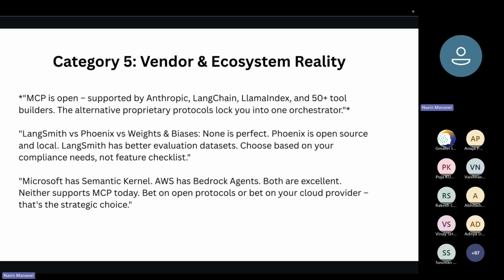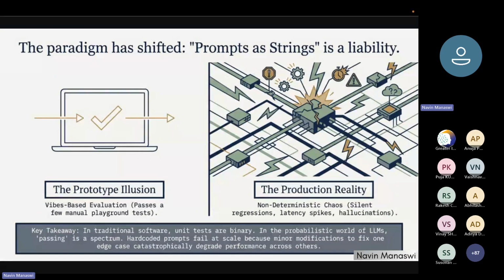Okay. So MCP is open, supported by Anthropic, LlamaIndex and all. I will talk about LangSmith versus Phoenix and so on, they are all companies basically. I'll explain to you in the next slide now. So let me show you the next slide.